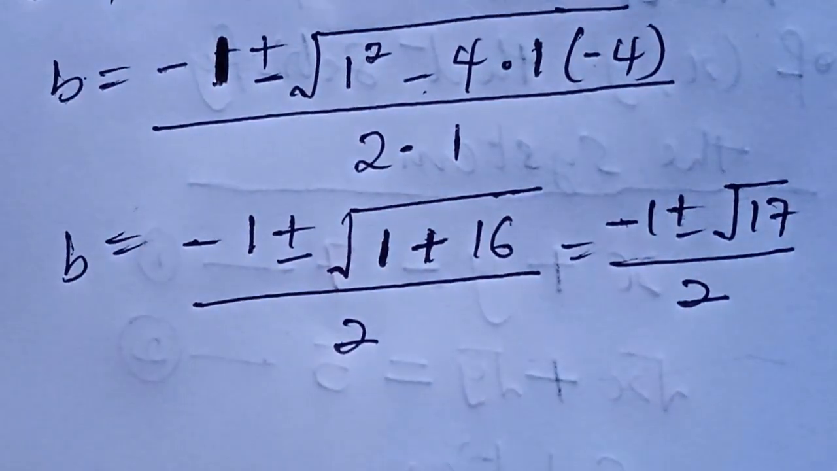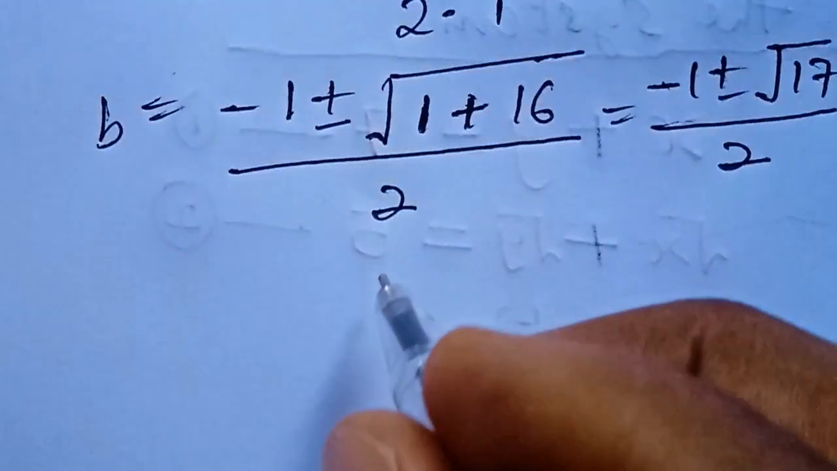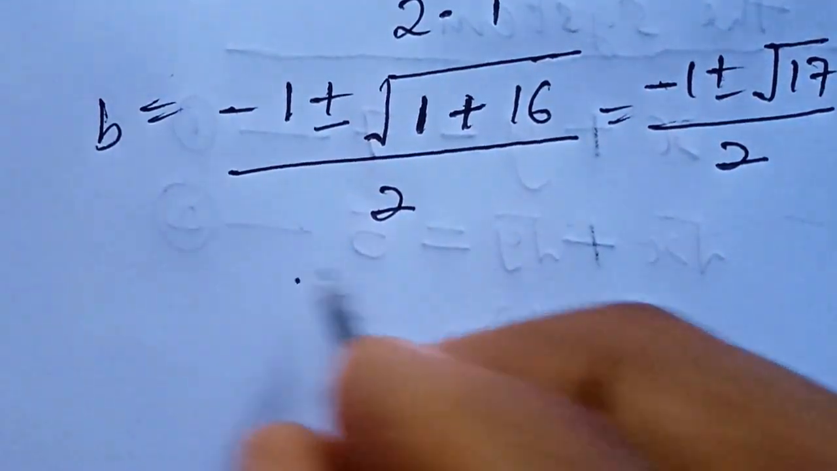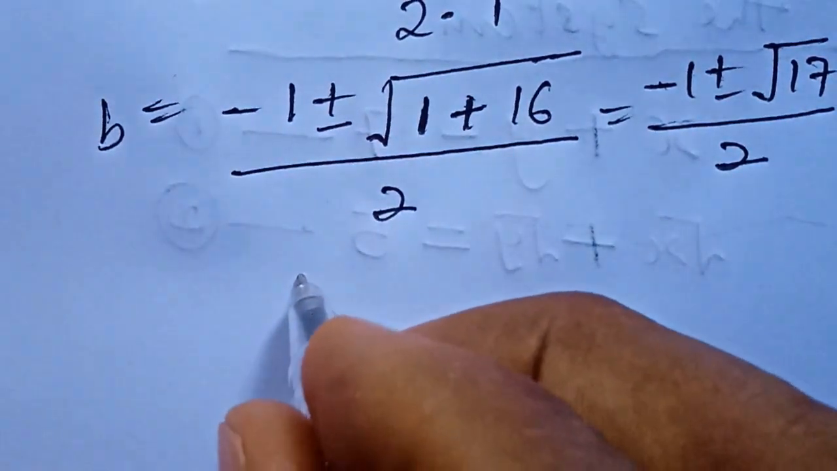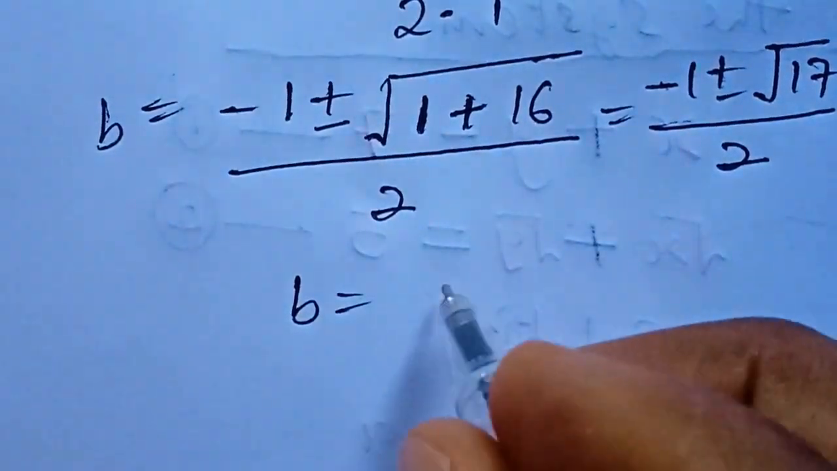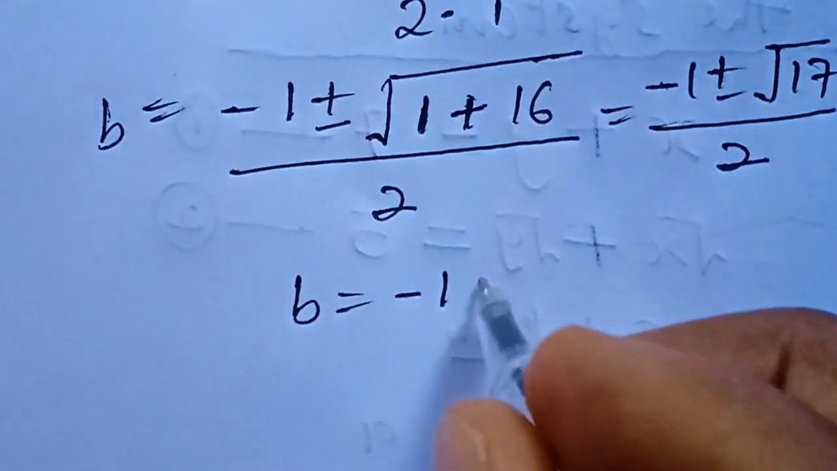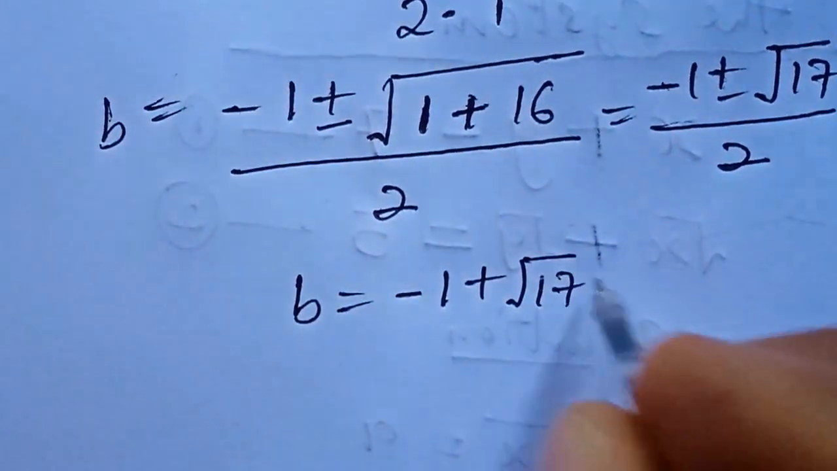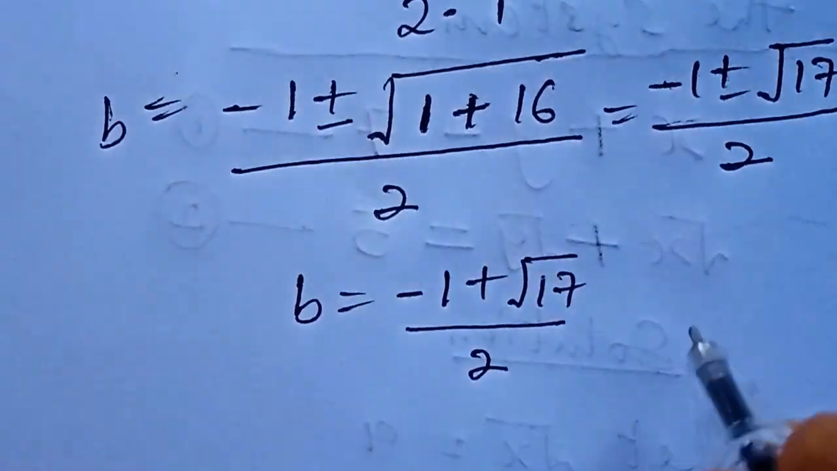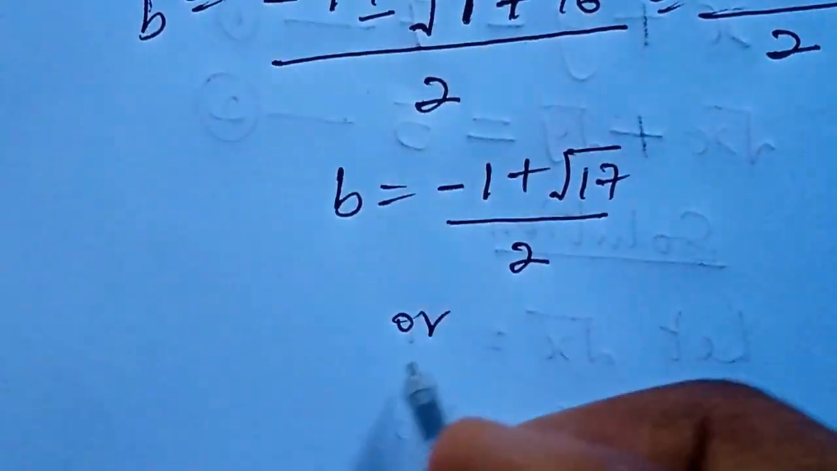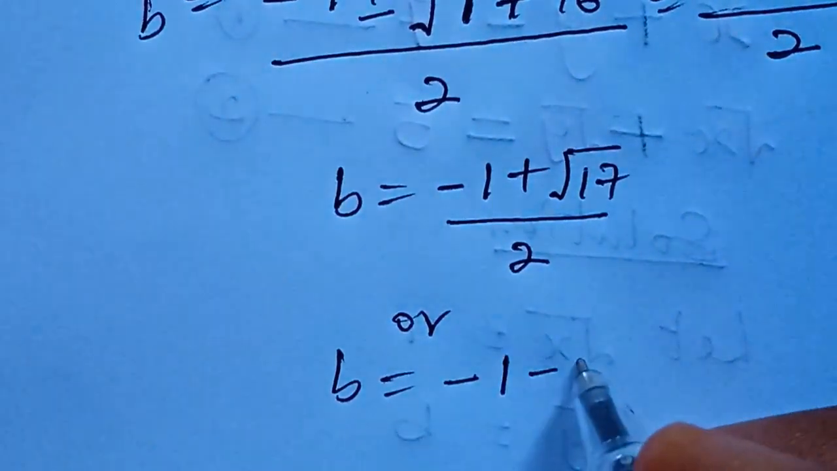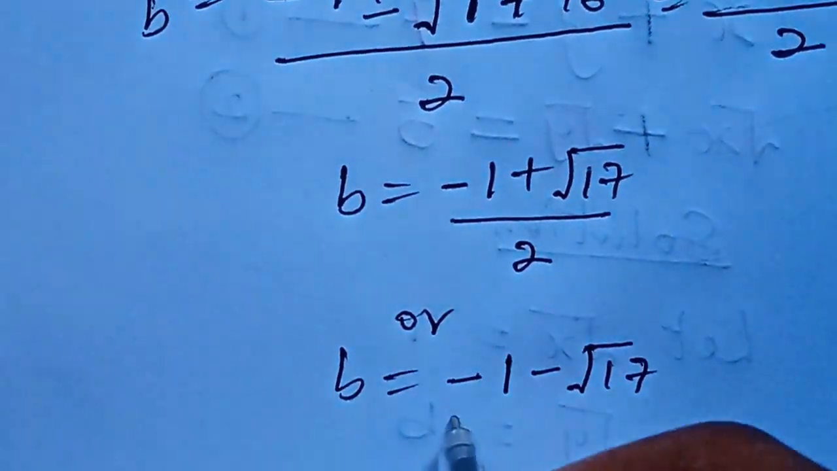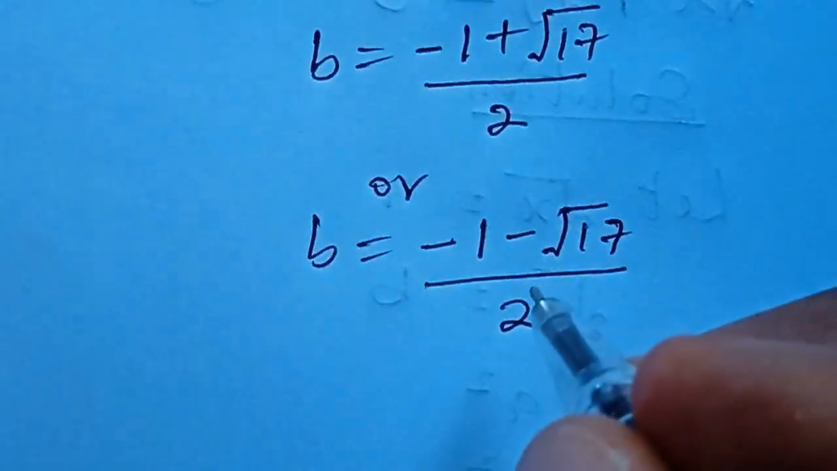Now from here, we conclude that the two values of b are real roots, a real solution of b equal to minus 1 plus square root of 17 over 2, or b equal to minus 1 minus square root of 17 over 2.